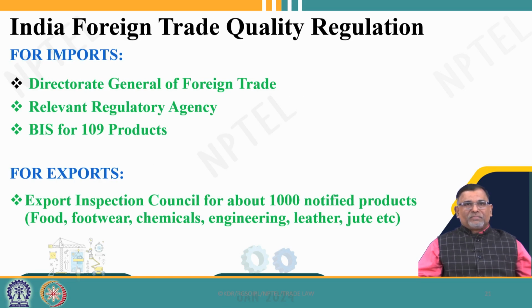And also you can see that various departments of the central government are dealing with quality regulation. Exports and imports are dealt with by the Director General of Foreign Trade. Then there are individual regulatory agencies, and BIS has mandatory standards for 109 products, and we can clearly see what those particular products are. For export products, you can see the Export Inspection Council of India. So, 1000 notified products will be checked by the Export Inspection Council.